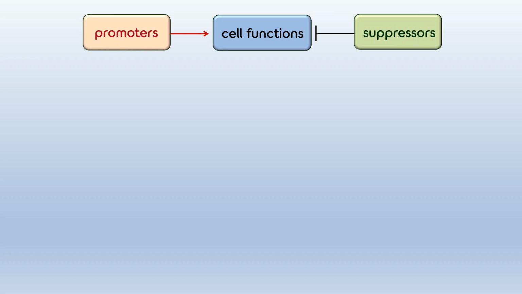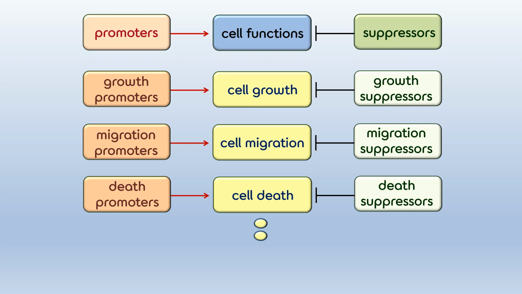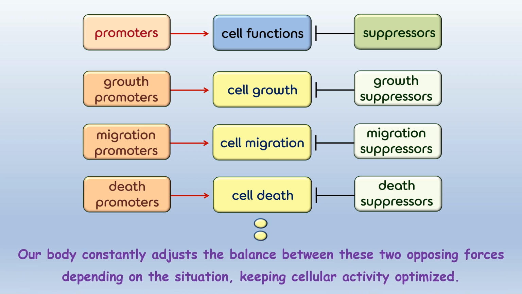The same principle applies to the regulation of cell functions. Cell functions are controlled by factors that either promote or suppress them. There are many types of cellular functions, such as cell growth, migration, and death. And each of these is regulated by its own set of promoters and suppressors. Importantly, our body constantly adjusts the balance between these two opposing forces depending on the situation, keeping our cellular activity optimized.